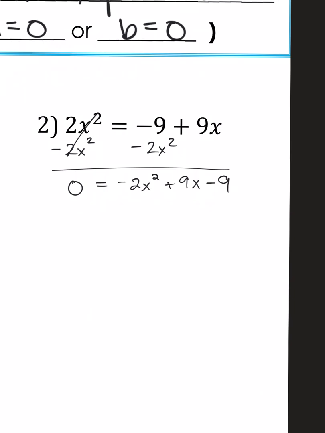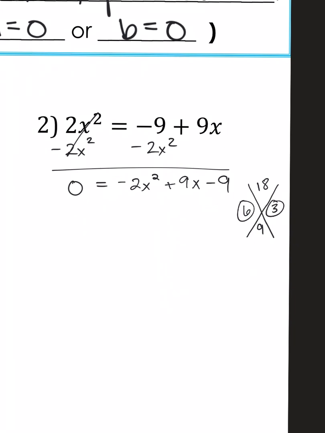Now I need to factor this right here. To factor that, it is a trinomial. So I'm going to start with my diamond problem. In my diamond problem, the top is a times c. So negative 2 times negative 9 is positive 18. My middle value is my b, that's 9. So I need the pair of numbers that multiplies to positive 18 and adds to 9. And that pair of numbers is 6 and 3.